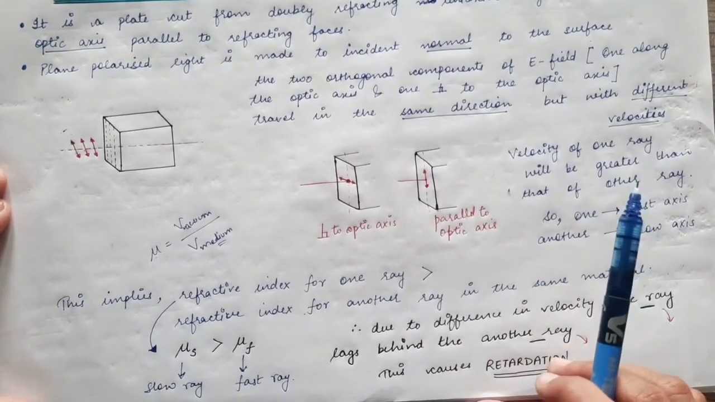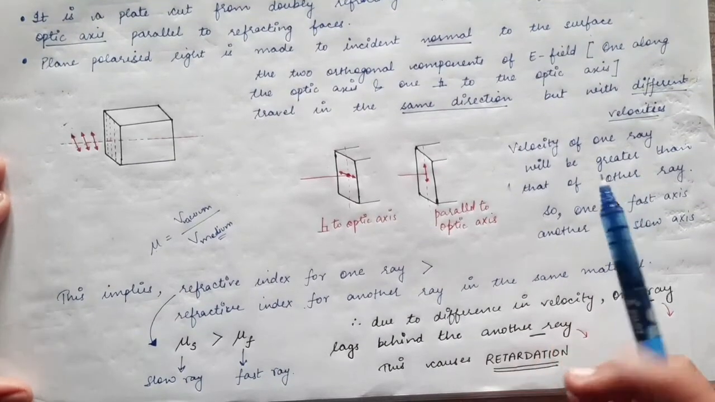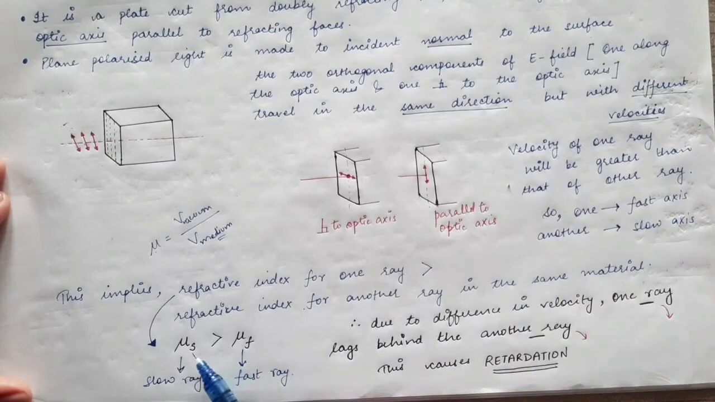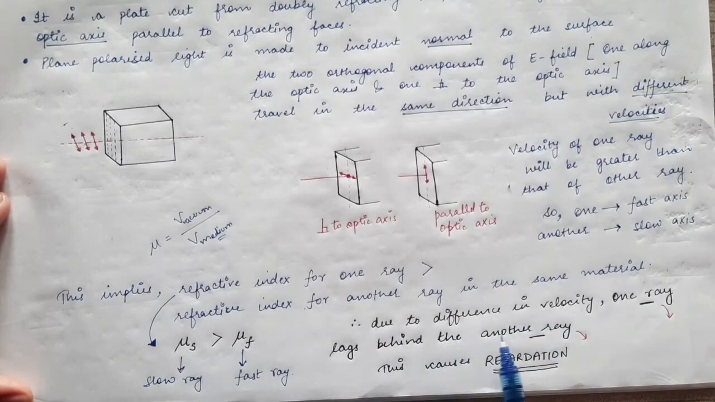So due to the difference in velocities, the refractive indices experienced by these components will also be different. Slow and fast ray just depends upon their velocity. The one which is moving slower will be called the slow ray, and the other component which is moving faster will be called the fast ray. The refractive index for the slow ray will be greater than that for the fast ray. Therefore, due to the difference in velocities, one ray lags behind the other ray.